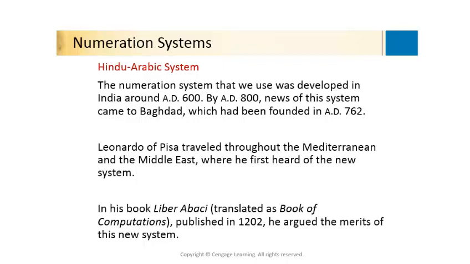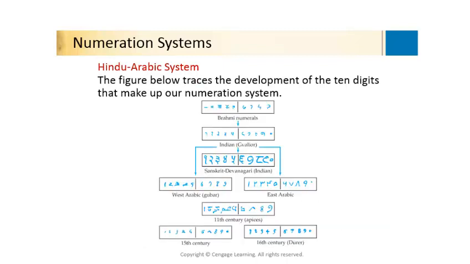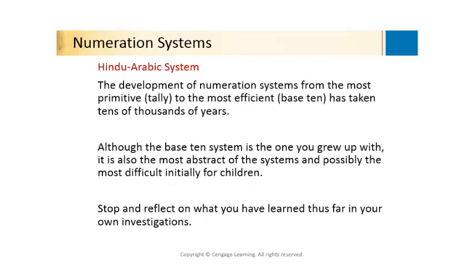And lastly, we have the Hindu Arabic system, which is what our number system is based off of. You can notice as the numbers kind of derive themselves, by the 16th century, they look just like our numbers now. So this is the Hindu Arabic system. This system, of course, has transformed over the years, and now it looks like what we have now.